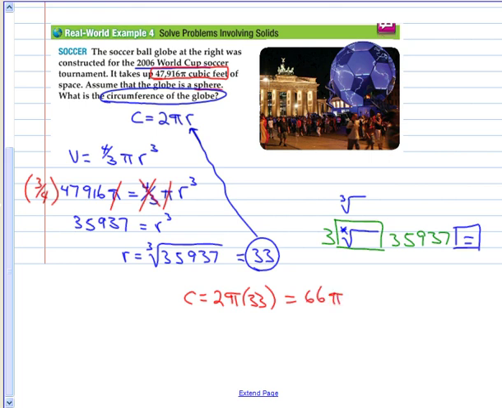What did they say? Did they say to the nearest tenth? Don't know if they said to the nearest tenth or not. We'll go to the nearest tenth. 66 times our pi is going to give us 207.3. Measured in feet. So there's the circumference of our circle.